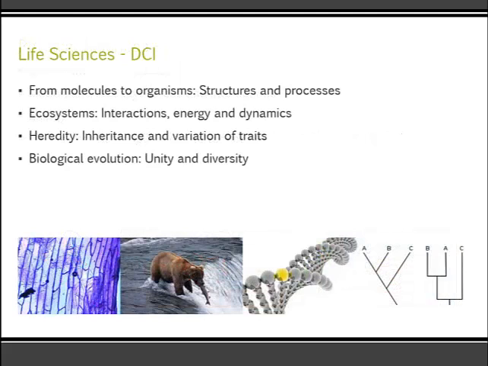In life sciences, the four categories are molecules to organisms: structures and processes; ecosystems: interactions, energy and dynamics; heredity: inheritance and variation of traits; and biological evolution: unity and diversity. Those are very consistent, very much exactly the same as the big concepts that have been in our standards.